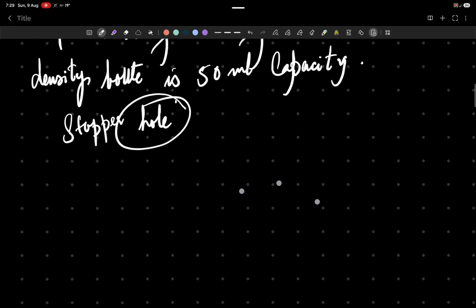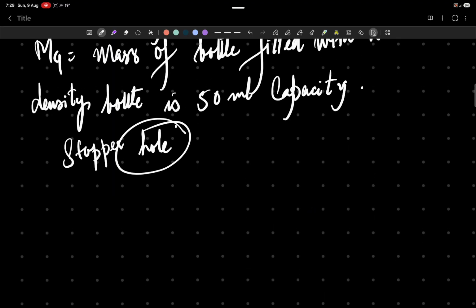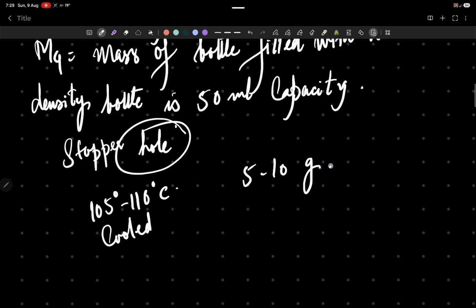This density bottle is cleaned, then dried at a temperature of 105 to 110 degrees centigrade, and then cooled. The mass of the bottle, including that of the stopper, is taken, and about 5 to 10 grams of oven dried sample of soil is taken in the bottle and then weighed. If the sample contains particles of large size, it shall be ground to pass a 2 mm sieve before the test.